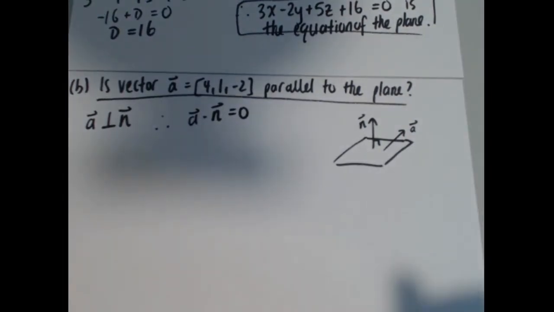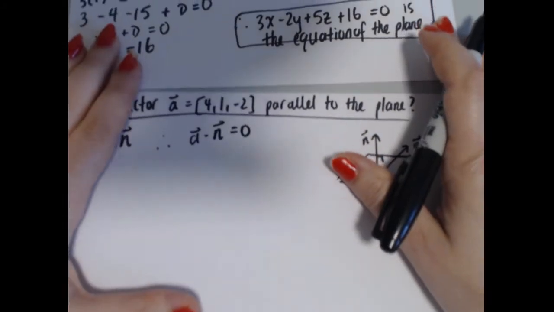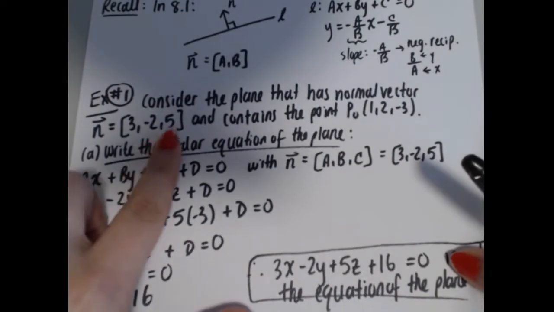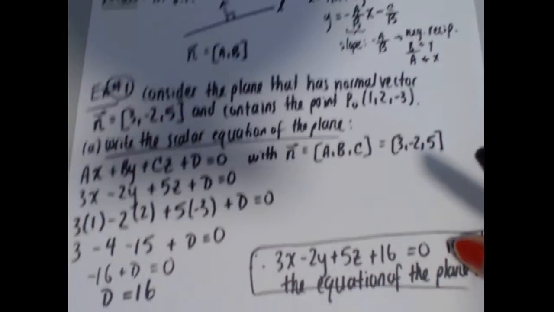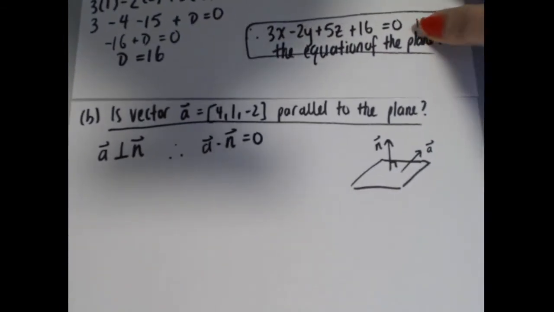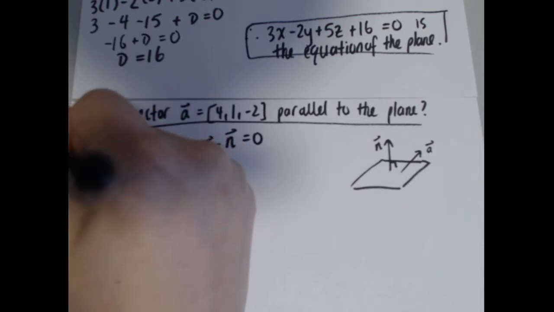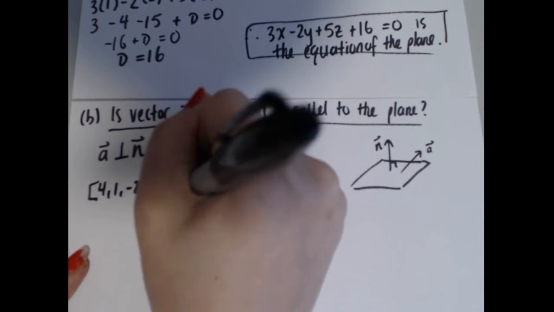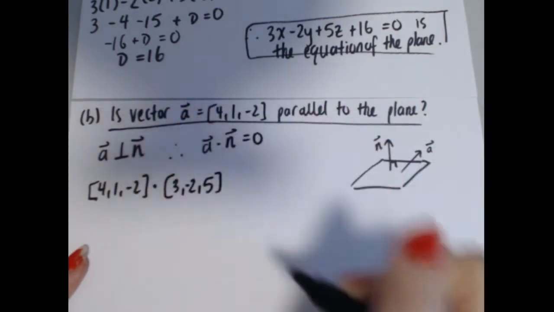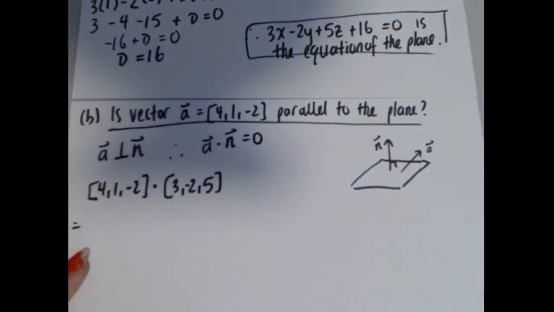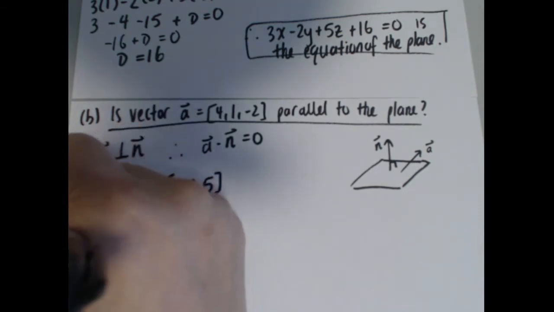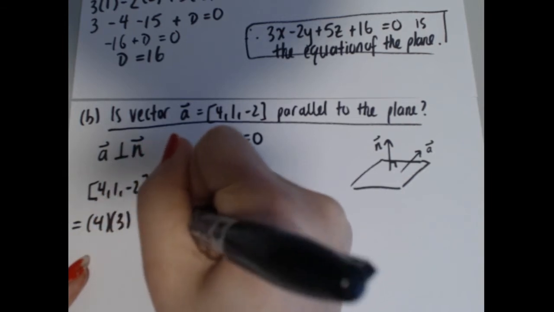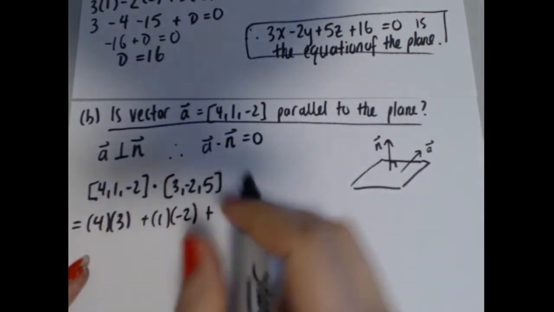All right, so here's how we're going to check. We have A, we have n from the previous part, right? So there's your value for n, 3, negative 2, 5. So going back here, 4, 1, negative 2, dotted with 3, negative 2, 5. We have to check what this is equal to. All right, so 4 times 3 plus 1 times negative 2 plus negative 2 times 5.